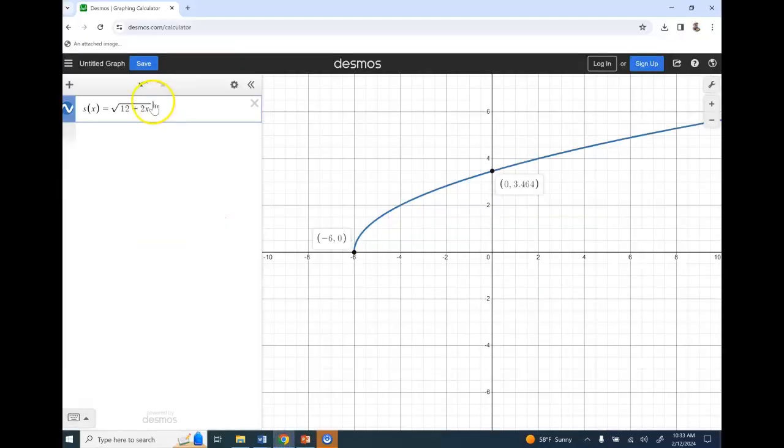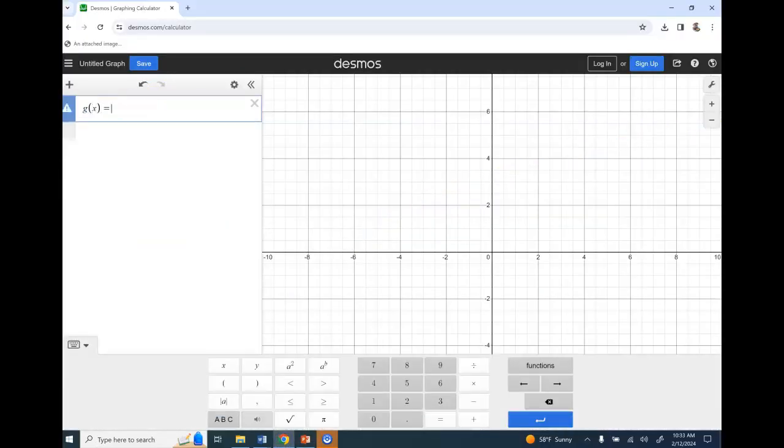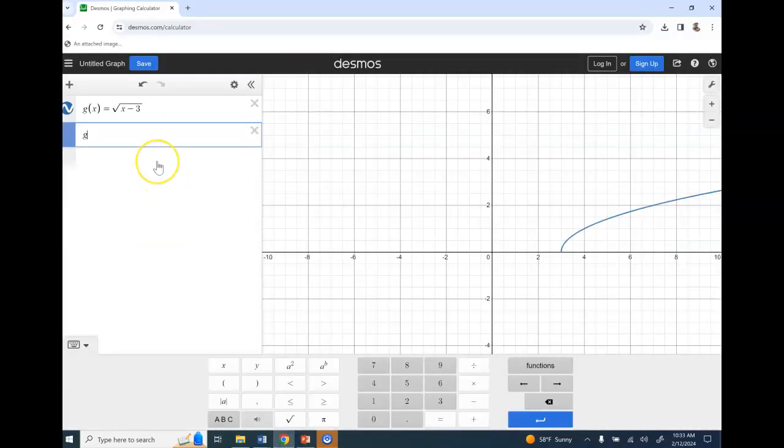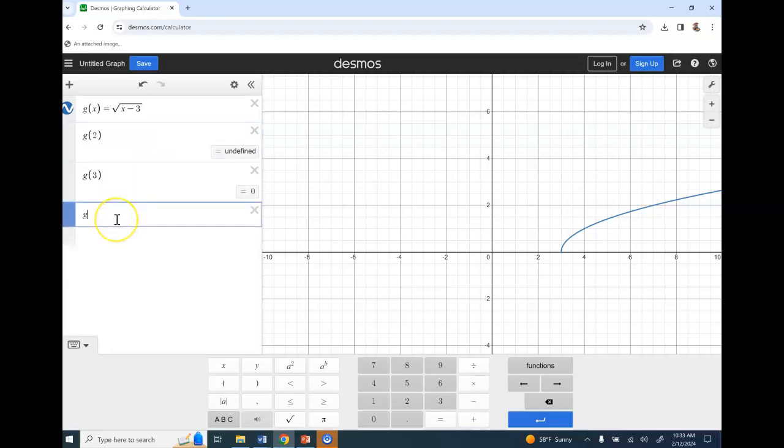Okay, so it says use your graphing calculator to complete the table. So for these, all you're going to be doing is completing a table of values. So for example, the first one, it says g of x equals radical x minus 3. So I'm going to go back to Desmos, and in my first line, I'm going to put g of x equals radical x minus 3. And then we're asked to find g of 2, g of 3, g of 6. So I'm just going to put g of 2, and then g of 3, and g of 6.